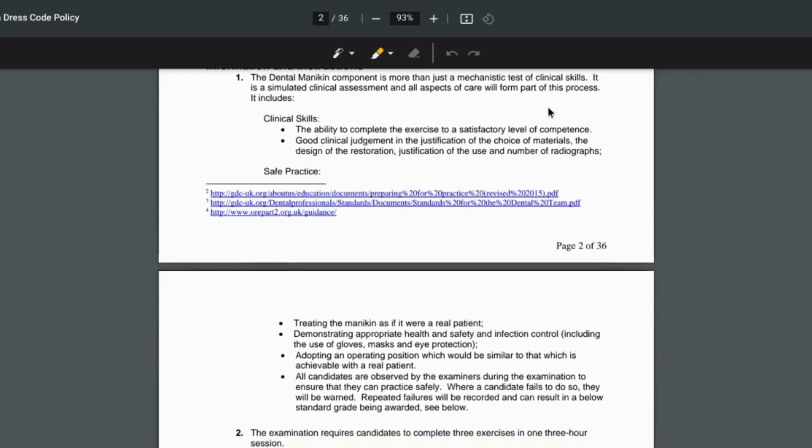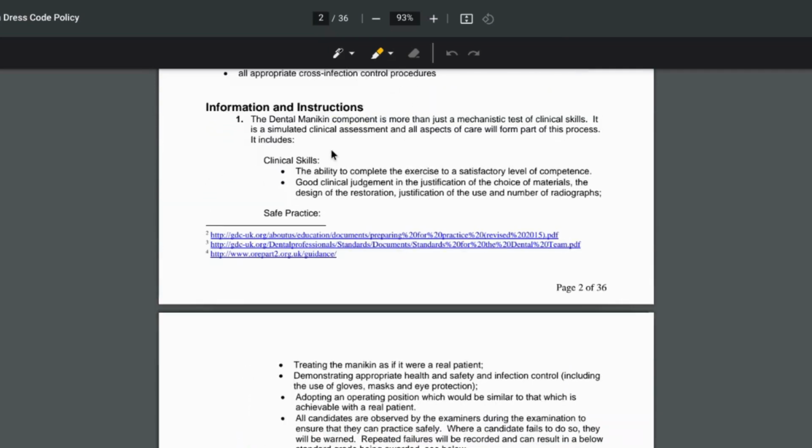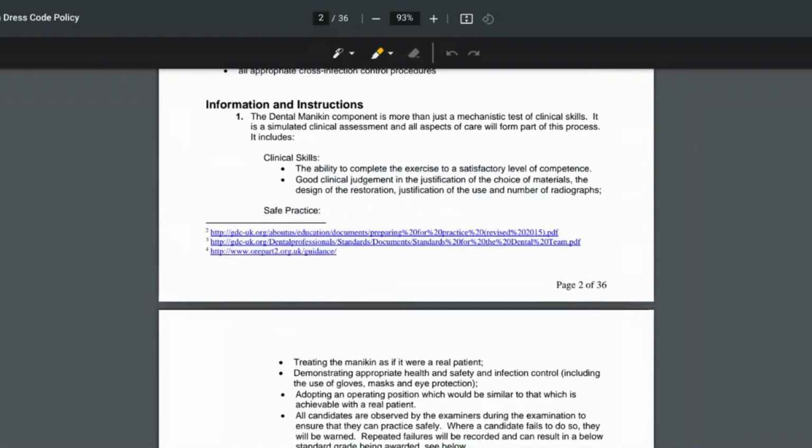The next comes information and instructions. It is a mechanical test of your clinical skills and it is a simulated test. It looks at the ability to complete the exercise to a satisfactory level of competence, good clinical judgment, justification, and choice of material. This is telling you in detail what you should be doing. If you're using amalgam, then your preparation has to be for that material. If you're using composite, that has to be as per the composite. I hope I'm clear about that.